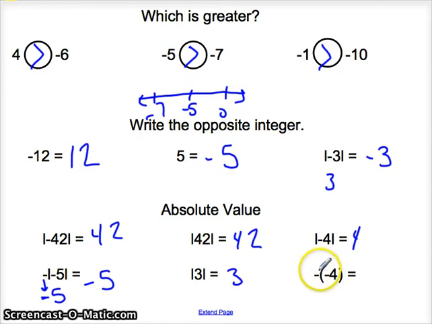And now we have no absolute value. We have to look at these carefully because these are parentheses. They are not absolute values. We have two negatives, and we know when we have two negatives, they make one really big positive. So here we have a positive 4.